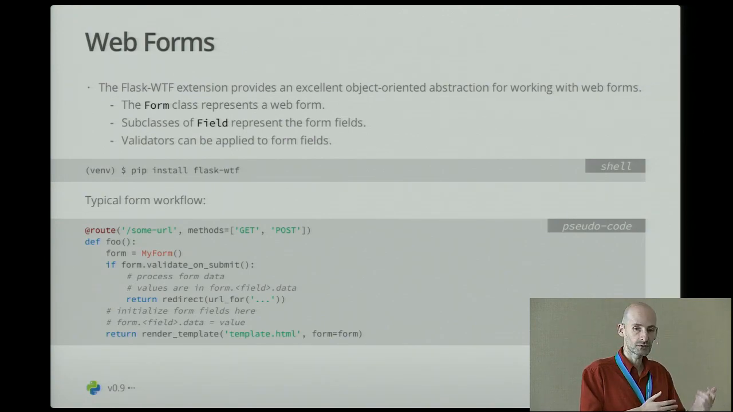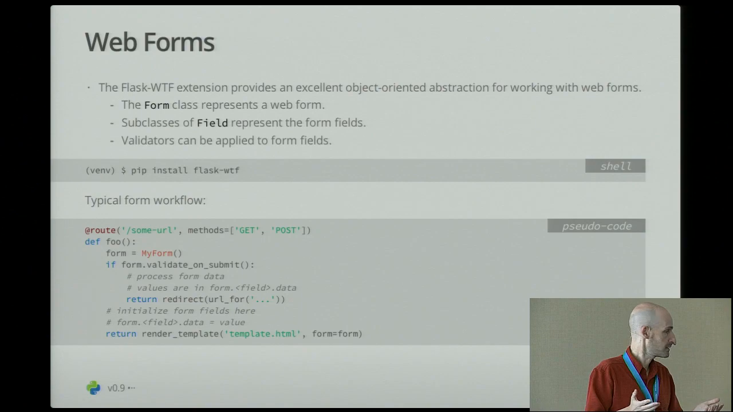So in your route, you create an instance of that form object, and then you call validate on submit. This is a method that returns true if the form was submitted and all the things that were submitted were valid, or false otherwise. If you get false, that means that you need to display the form, basically that the user hasn't submitted anything yet, it's only opening the page. Or it means that one of the items was invalid, it failed validation, so you need to show the form again so that the user corrects the mistake.